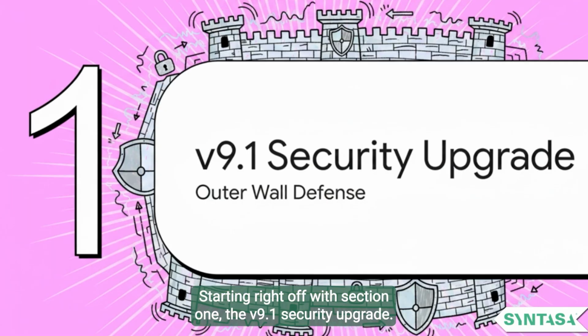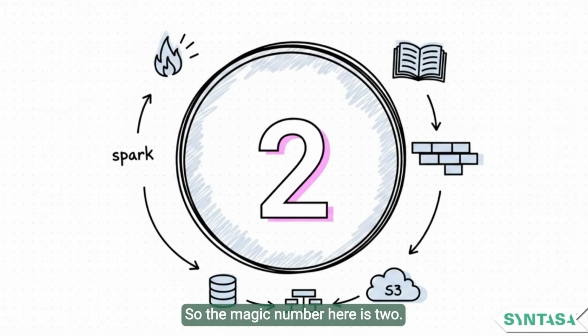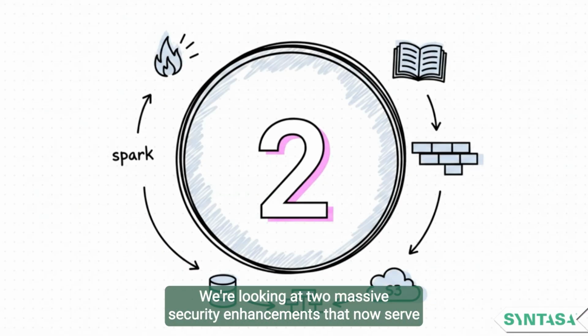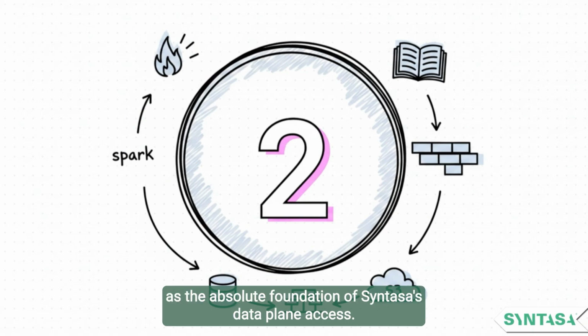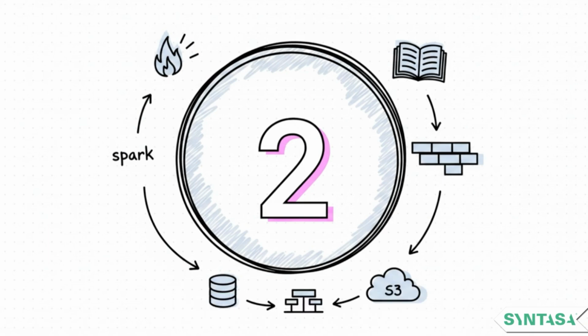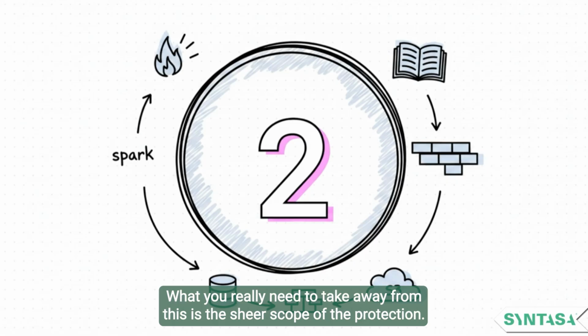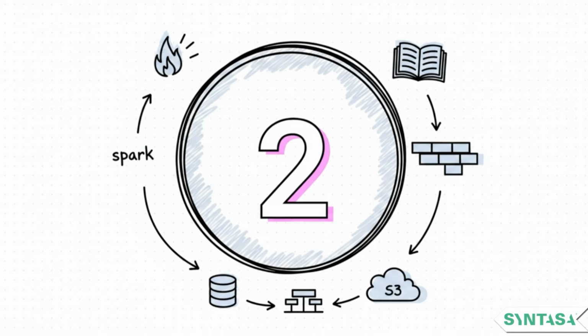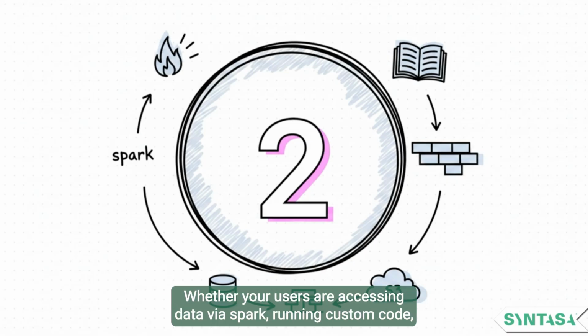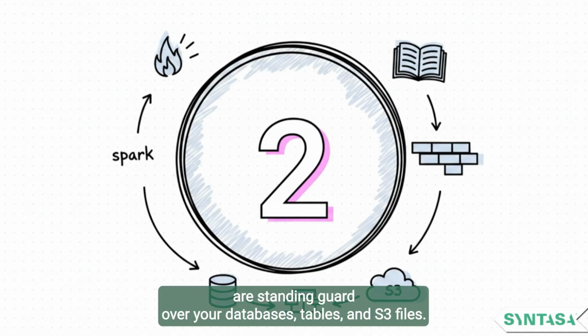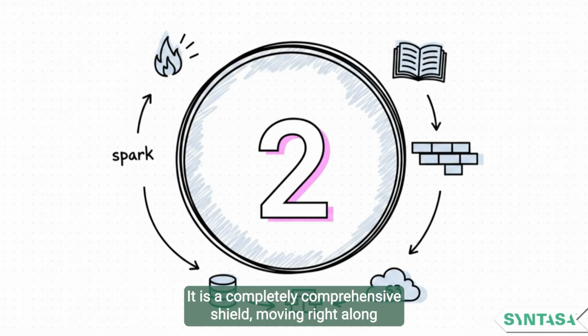Starting right off with section 1, the v9.1 security upgrade. So the magic number here is 2. We're looking at 2 massive security enhancements that now serve as the absolute foundation of Syntasa's data plane access. What you really need to take away from this is the sheer scope of the protection. Whether your users are accessing data via Spark, running custom code, or just querying through interactive notebooks, these 2 distinct layers are standing guard over your databases, tables, and S3 files. It is a completely comprehensive shield.